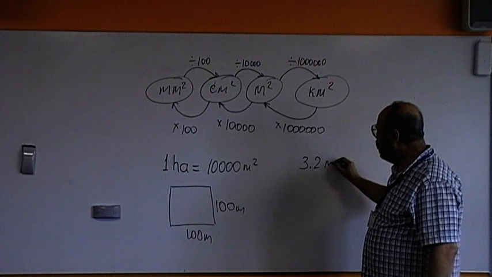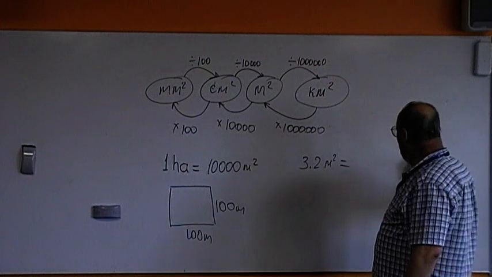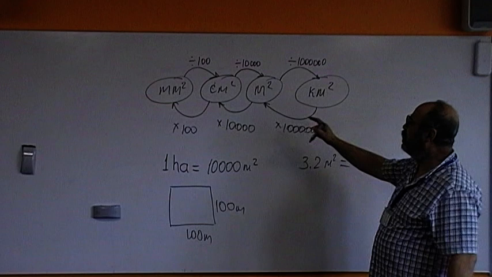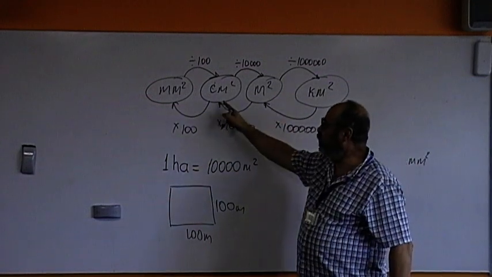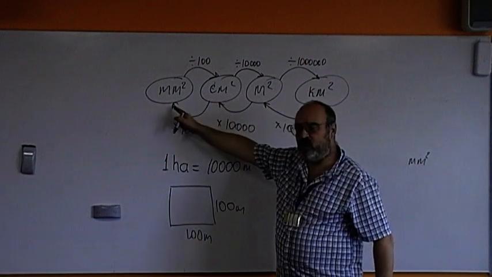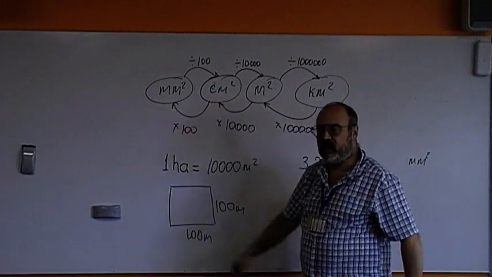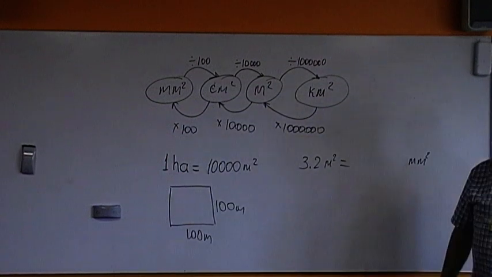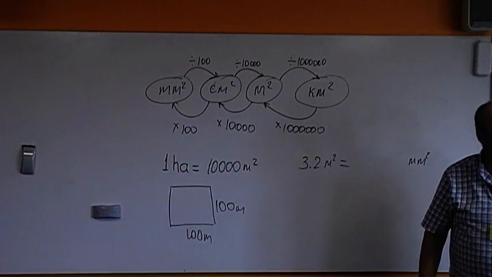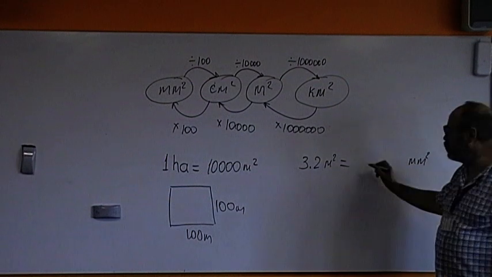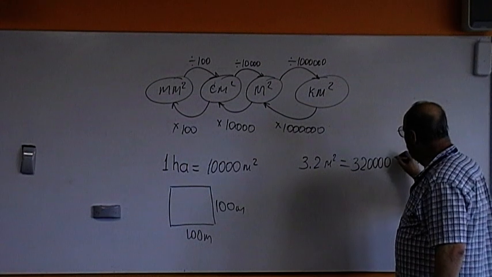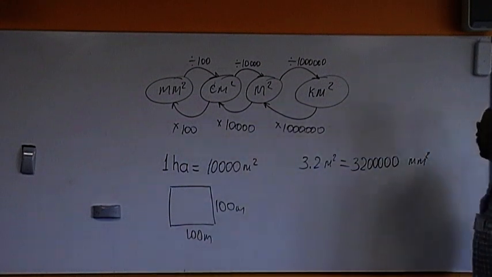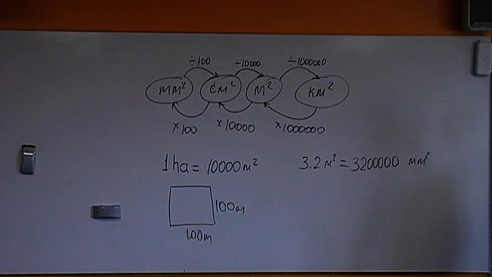So, for example, if we need to convert 3.2 meters squared into millimeters squared, we multiply by 10,000 and by 100, which becomes times 1 million, which means moving the decimal point how many steps? 6 steps to the right: 1, 2, 3, 4, 5, 6. So it will be 3,200,000 millimeters squared.